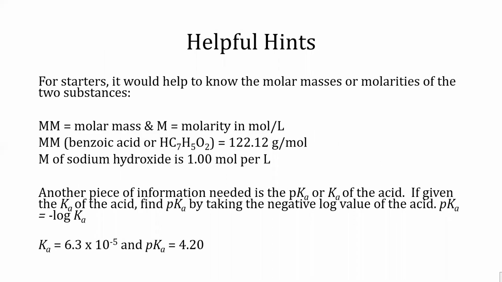Molar mass of benzoic acid is 122.12 grams per mole. Molarity of sodium hydroxide is 1.00 mole per L. Ka equals 6.3 times 10 to the minus 5, and pK equals 4.20 for benzoic acid.